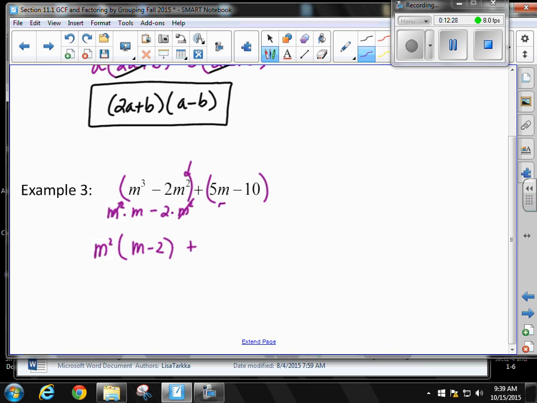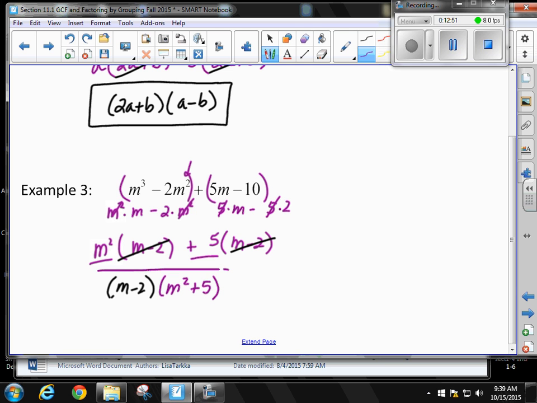Plus, this is 5 times m minus 10, which is 5 times 2. They have a common factor of 5, and in parentheses, what's left is m minus 2. Common factor here is m minus 2. And when I look at what's left, m squared plus 5. And my polynomial is factored.